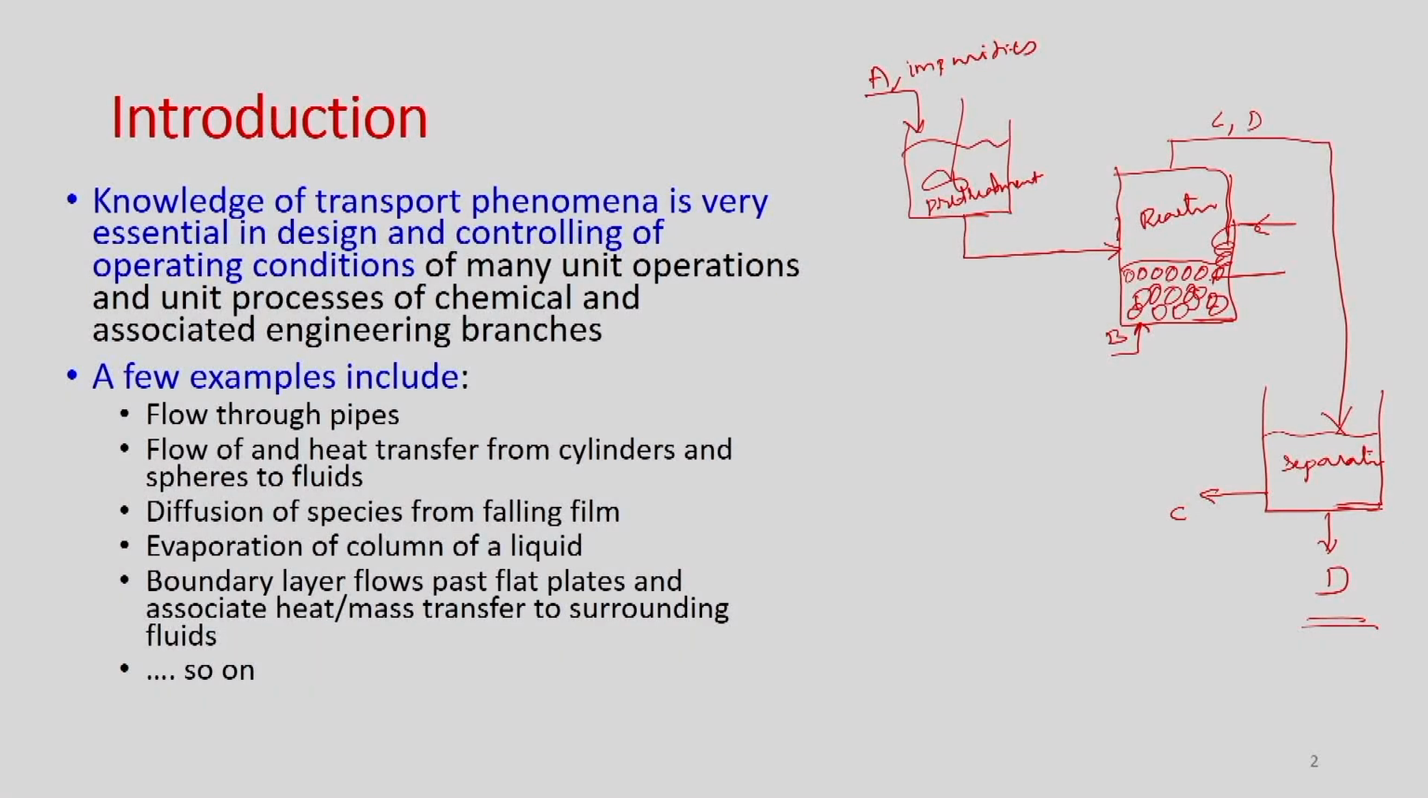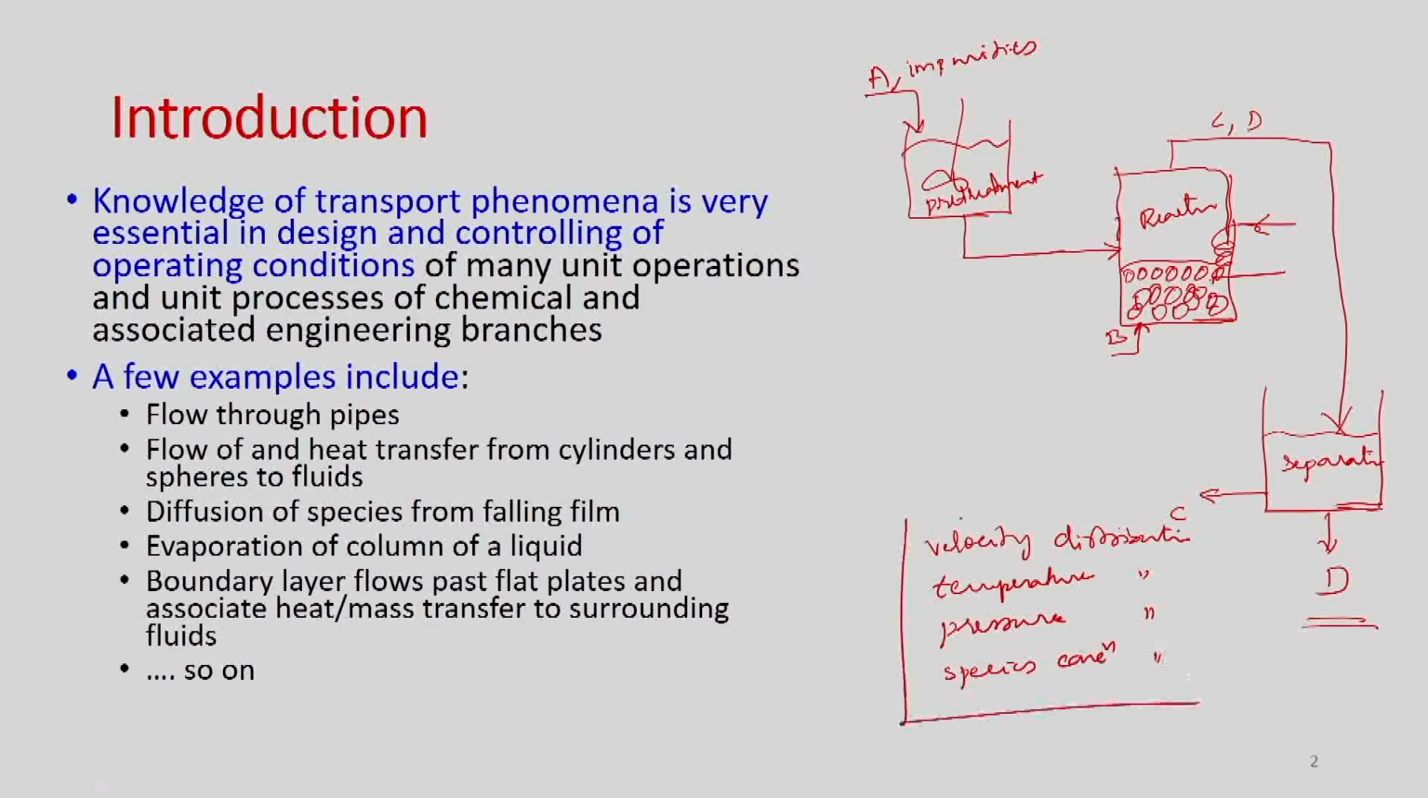We know that these units can perform better if we can control their performance properly, if we know their velocity distribution, the temperature distribution, the pressure distribution, and the species concentration distribution, etc. We need these details at every level, in the individual unit operations and unit processes, and in addition to that the connecting pipes, since in general they are connected by pipes.